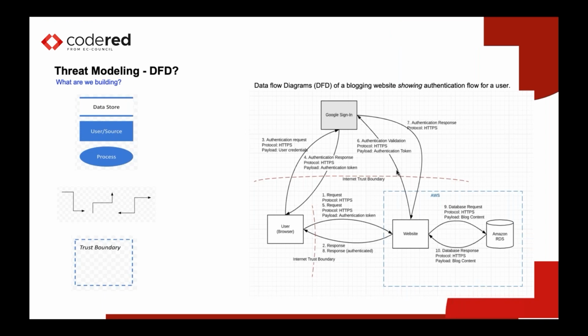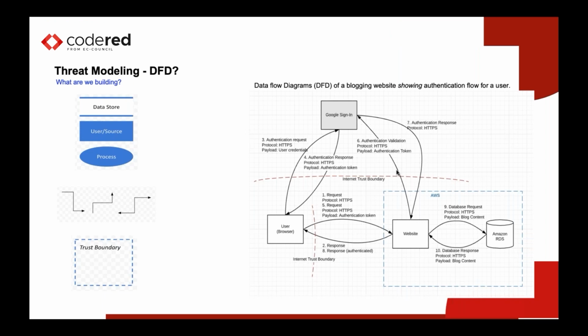And call out all the trust boundaries and the data flows as shown on the screen. So what you're seeing on screen is basically a DFD diagram for a sample blogging site, where you can see the website is hosted in AWS. It stores all the data in a database. We have clearly marked out the internet trust boundary.